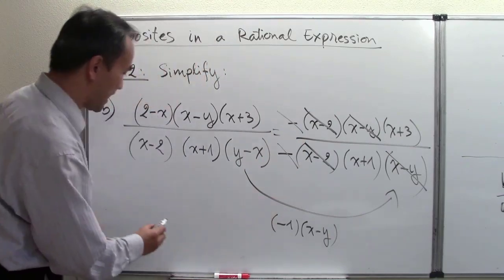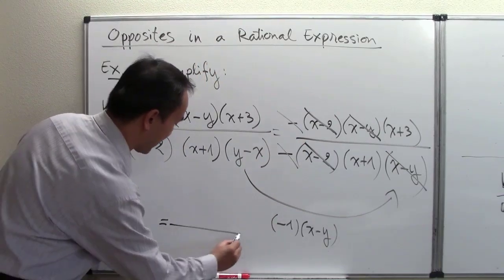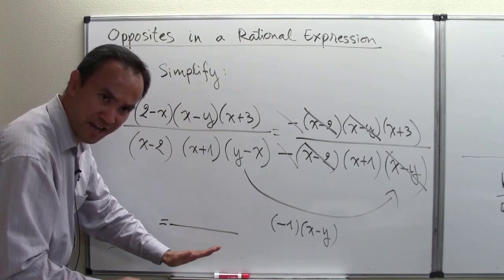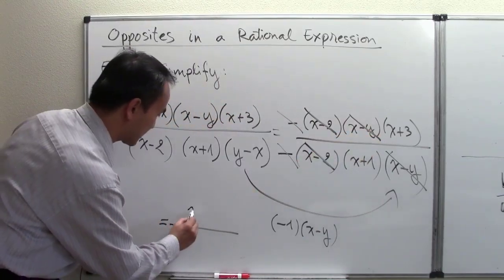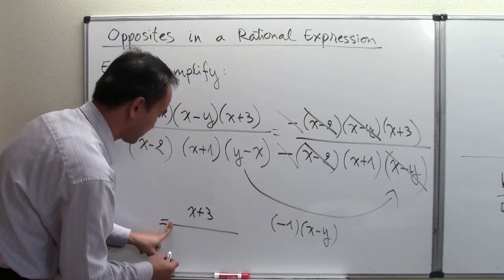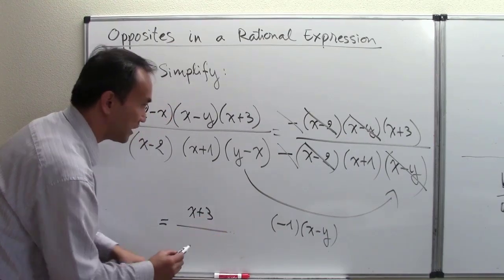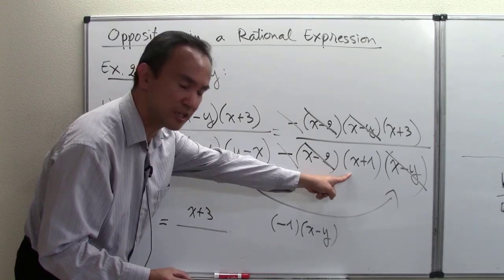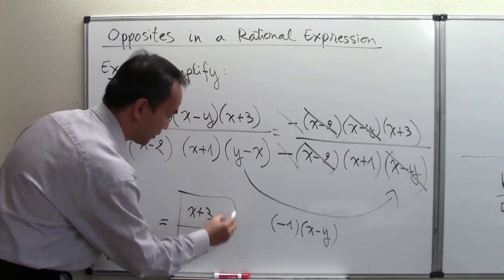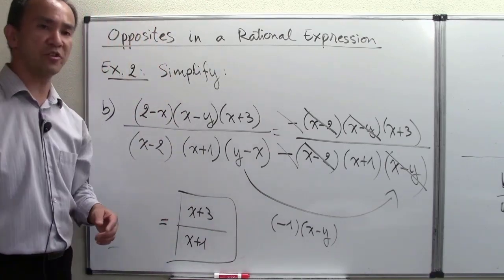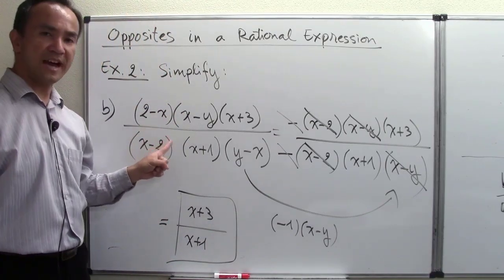We end up with a final simplified expression. Now it's all positive: negative divided by negative is positive. The only leftover factor here is x plus 3 in the numerator, and the only leftover factor in the denominator is x plus 1. And this is our final simplified rational expression from that beginning problem.